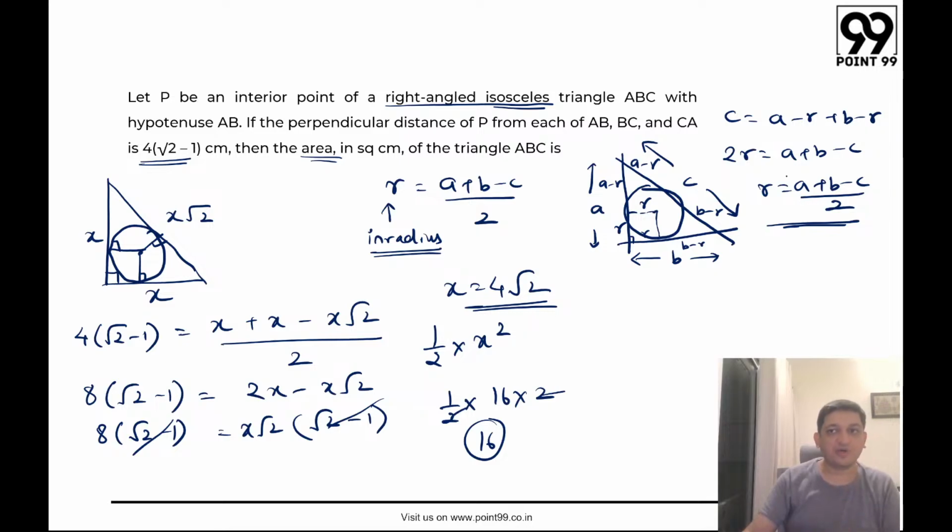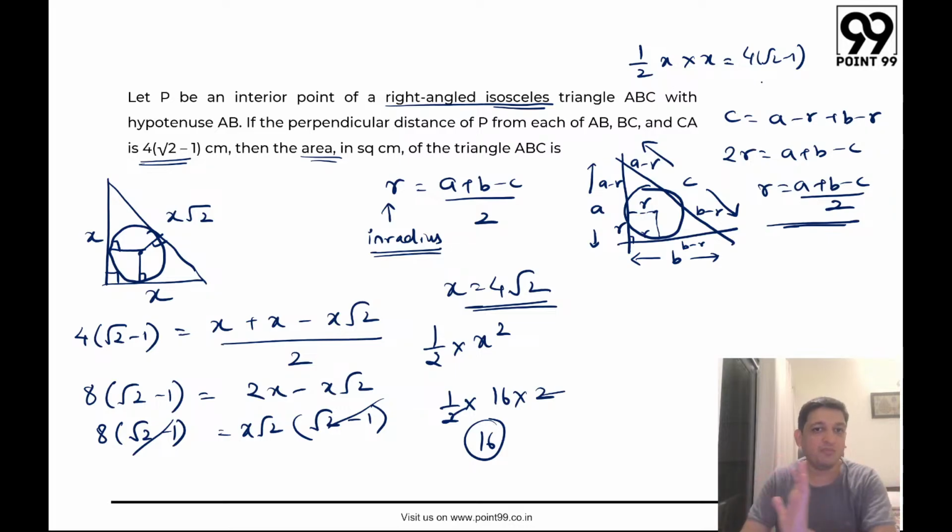But you should know this property. That is the whole point of it. If you don't know this property, then you might end up getting into a lot of random things. Then you might get into this form: half into x will be equal to r into the semi-perimeter. So 4 into root 2 minus 1 into the semi-perimeter of the triangle, which is 2x plus x root 2 divided by 2. You'll get the same answer. x will get cancelled out and so on. That is also possible, but then this becomes too complicated for you.